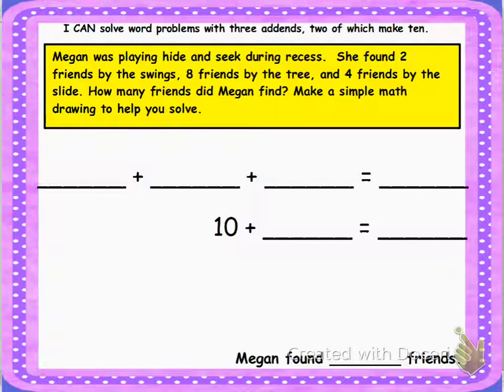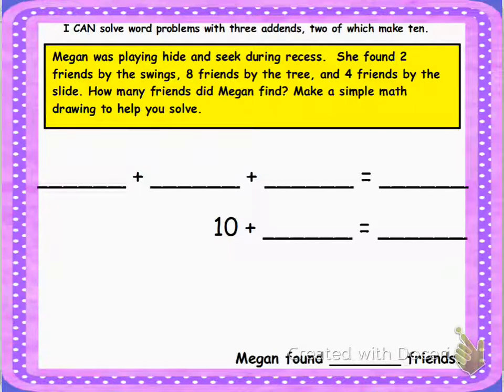So you know that first, whenever we have word problems, we are going to read it 3 times. So let's get started. It says Megan was playing hide and seek during recess. She found 2 friends by the swings, 8 friends by the tree, and 4 friends by the slide. How many friends did Megan find? Make a simple math drawing to help you solve.